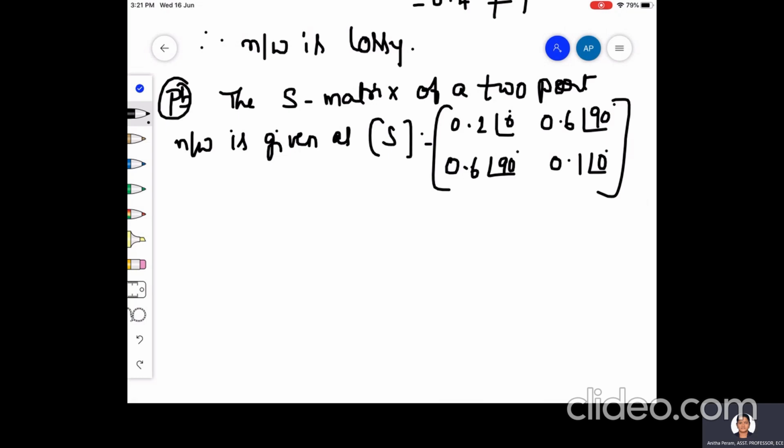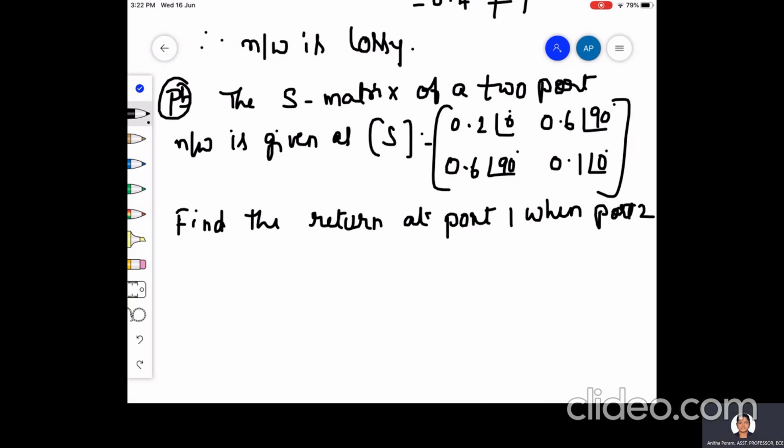The S matrix is given. What they are asking you to determine is the return loss. As we had seen in a two-port network, we have different types of losses: return loss, reflection loss, different types of losses. Already we had defined these parameters. So find the return loss at port 1, under the condition they have specified, when port 2 is short circuited.